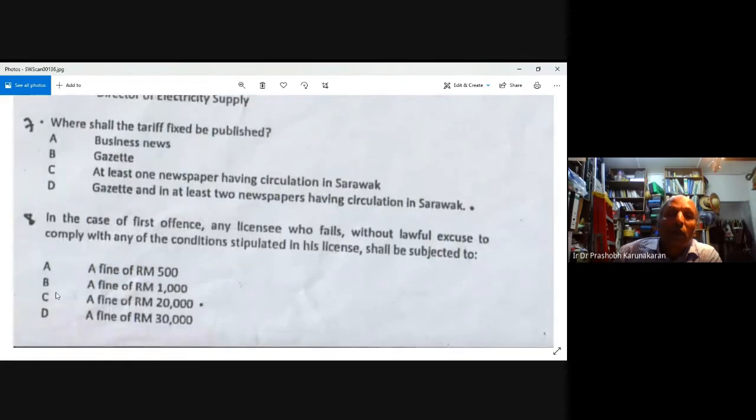And this one, is it even the law, how much you get fined for making a mistake also will come out in the exam. In case of first offense, any licensee who fails, this licensee, that means SESCO themselves make a mistake. Okay. Any licensee who fails without lawful excuse to comply with any of the conditions stipulated in his license shall be subjected to 20,000. Now, of course, SESCO must pay 20,000 if they themselves do something wrong, according to EIU and the Majlis Masyarakat.